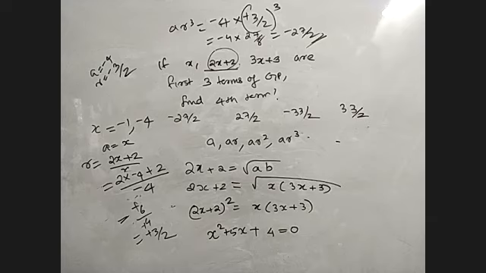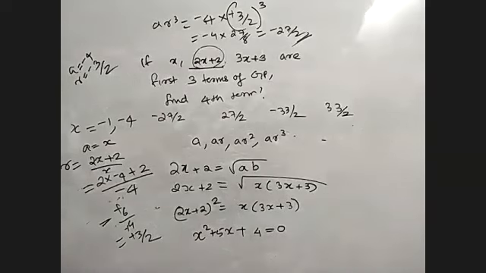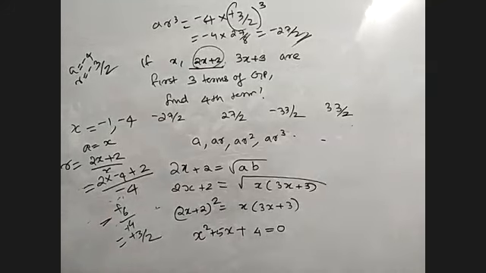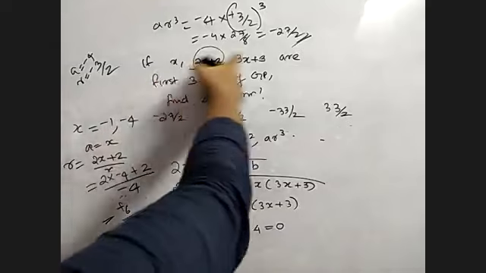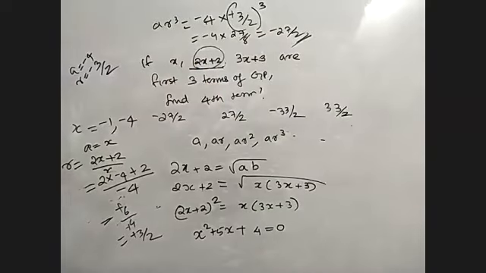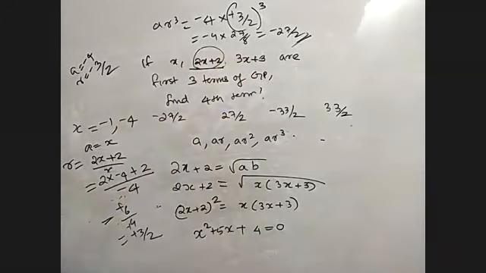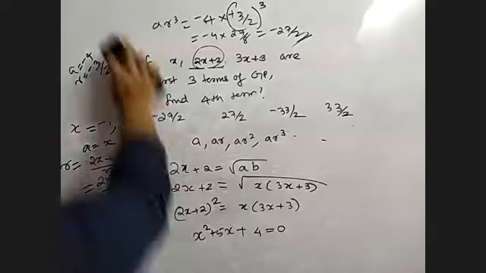Everyone got? Okay. So understood why we took it like this? Because the mean will be coming in the middle. That's why the geometric mean will be coming here. If it was an arithmetic sequence, the arithmetic mean would be coming here. Understood. So write down the next question.